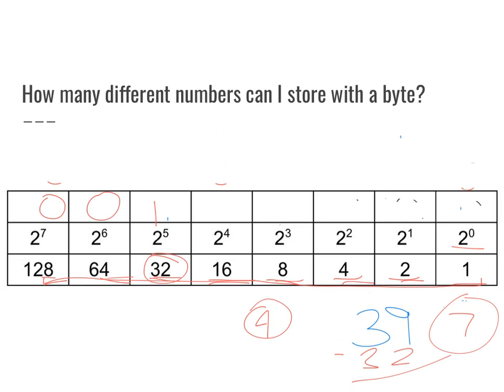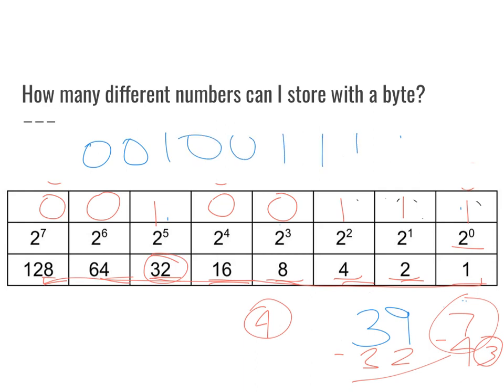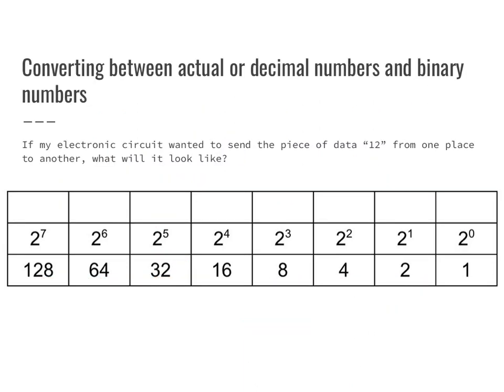Cool. So does 16 go into 7? Nope. Does 8 go into 7? Nope. Does 4 go into 7? It sure does, which means I have 3 remaining. And does 2 go into 3? Yes, it does. 1 remaining and 1. So if I wanted to represent the number 39 in binary, it would be 0, 0, 1, 0, 0, 1, 1, 1. And that's it, guys. That's pretty much different numbers in binary.